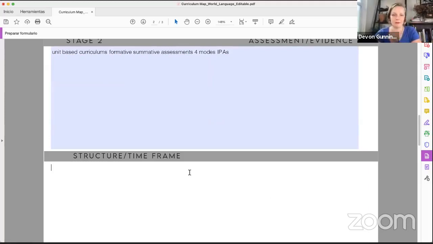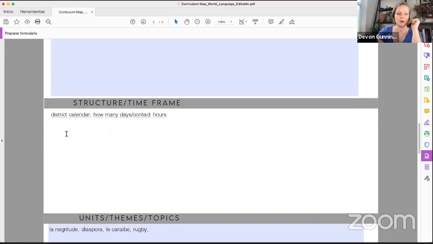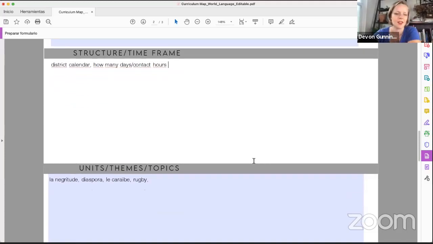Structure and time frame. This is the part where you're going to look at your district calendar. How many days and contact hours? I would even print this part out and make little boxes for each week and see exactly how you can make this work. Are you going to have 8 weeks in a unit? Are you going to do mini units with 3 weeks, 6 weeks, 9 weeks? How is this going to play out for you?